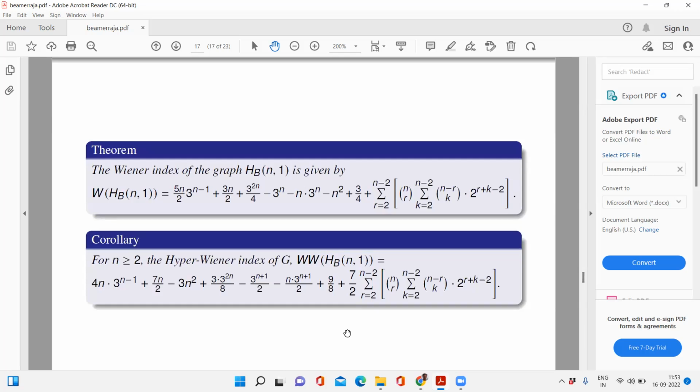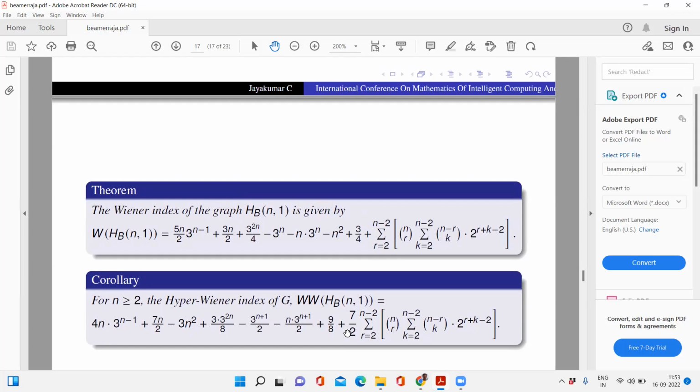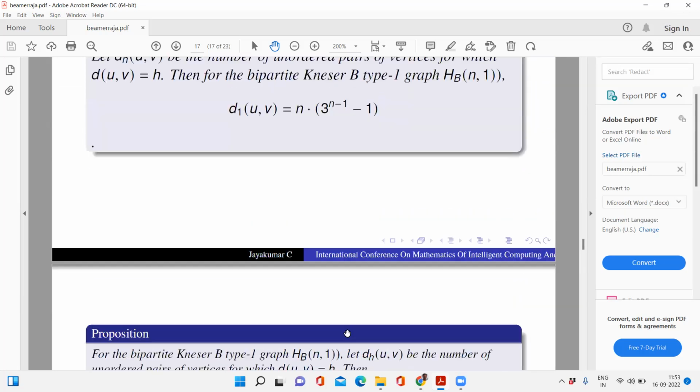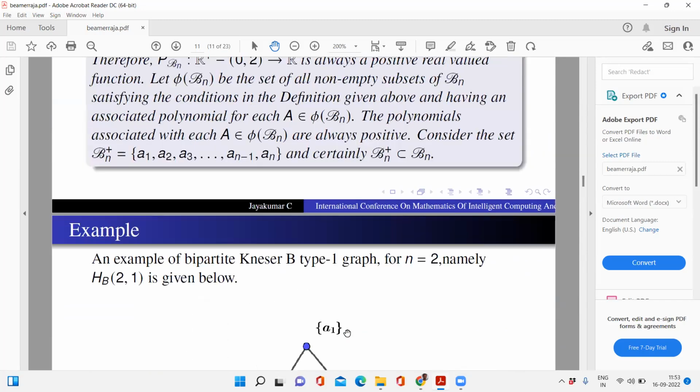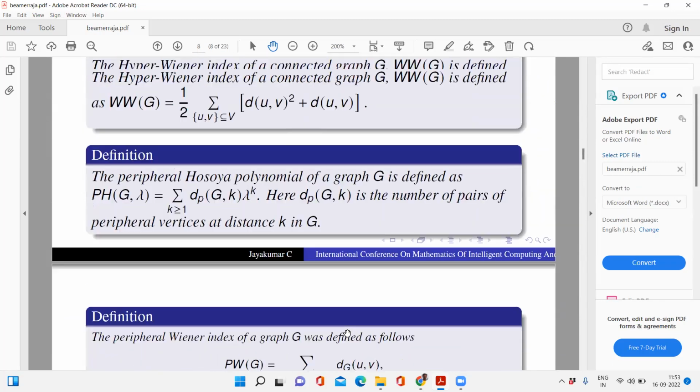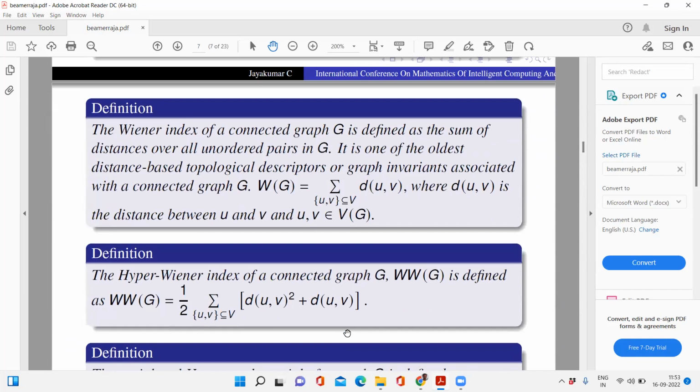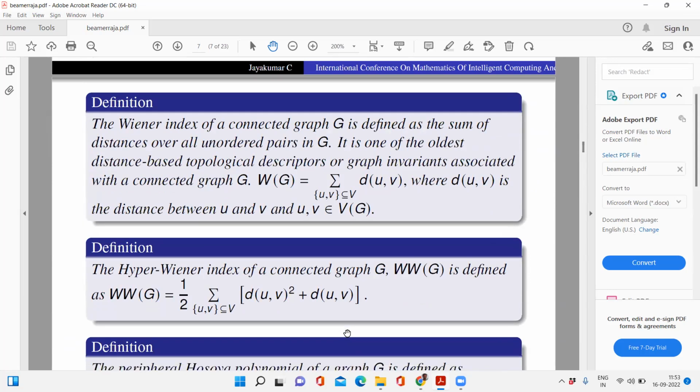Moreover, the hyper-Wiener index is calculated here. Using the definition, the Wiener index needs distance. We can see that the Wiener index is a topological index used in chemical graph theory, and it is given by the sum of d(u,v). So we require the distance between pairs of vertices. As we have calculated all possible distances, we have easily calculated the Wiener index.